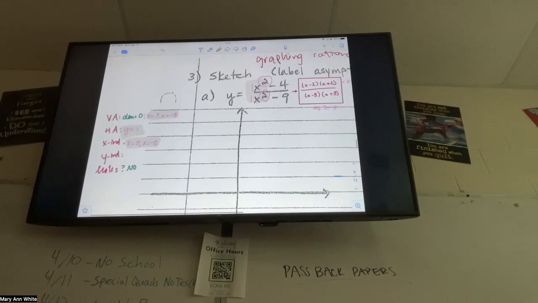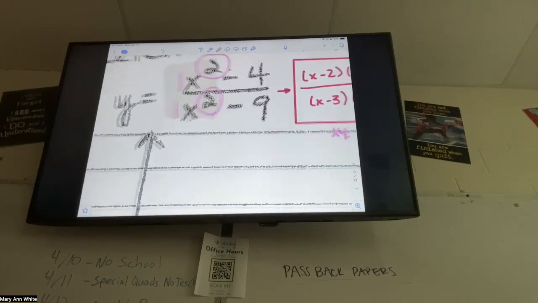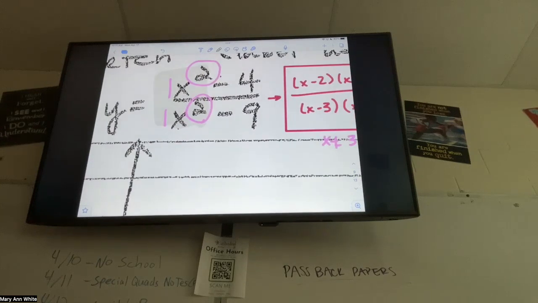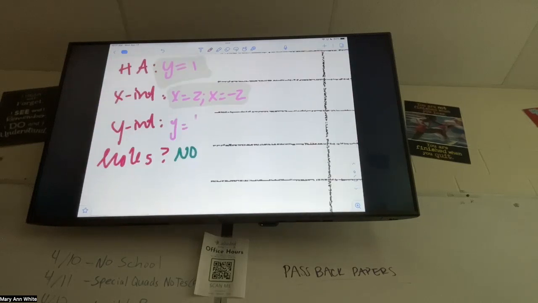Last but not least, what about my y-intercept? How do we find that? Put zeros in for our x's. And just like the horizontal asymptote, I like to go back to the beginning and just cross off all my x's. I pretend like they don't exist. And so once all my x's are gone, I've got negative 4 over negative 9, which means my y-intercept is gonna be y equals 4 over 9.